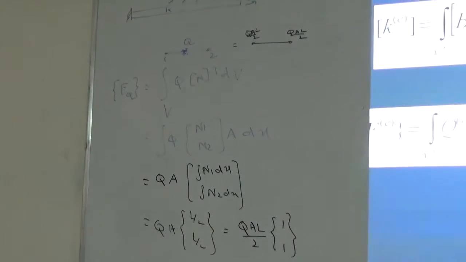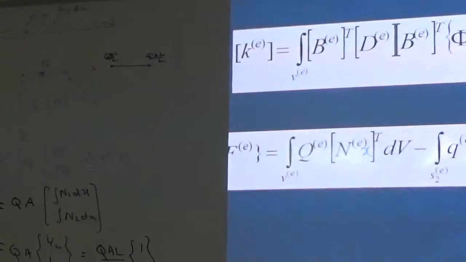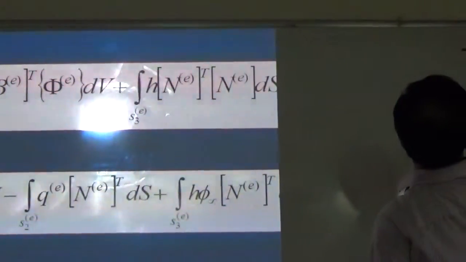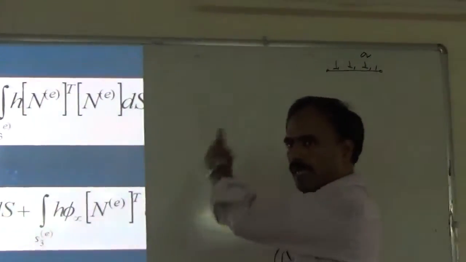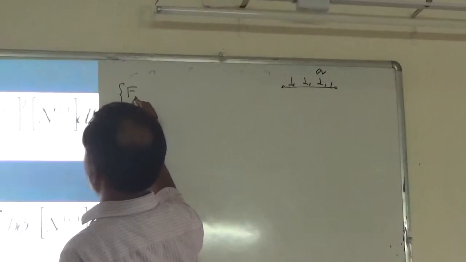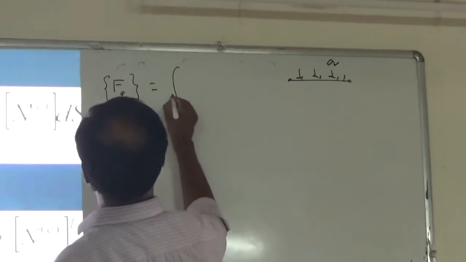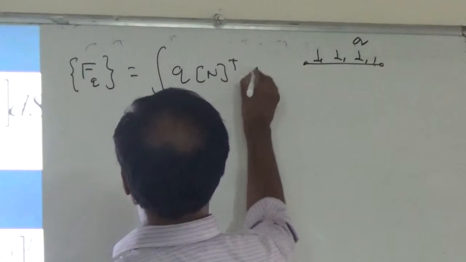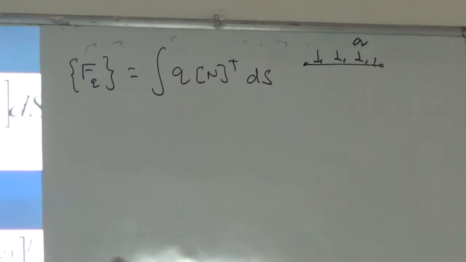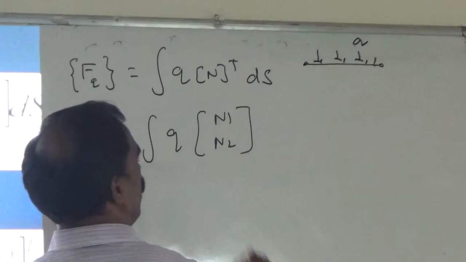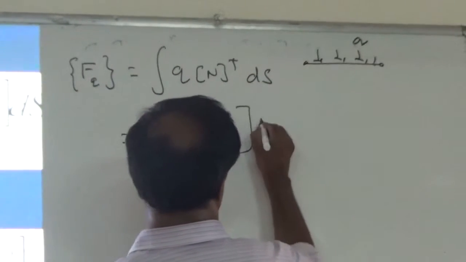Again, this heat flux can be supplied either on the perimeter or at the end. First case, heat flux supplied on the perimeter. This becomes Q, heat flux supplied on the perimeter, Q N transpose ds. Now this Q N transpose is N1 N2. What is the surface area? Ds. This is perimeter multiplied by dx.